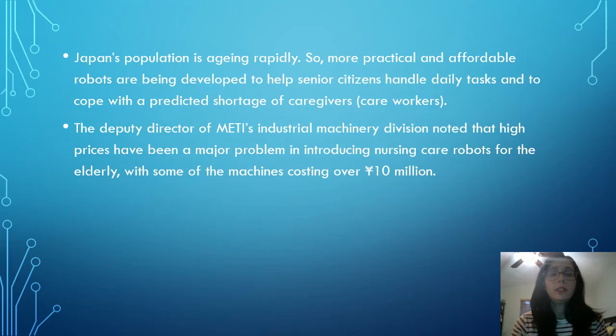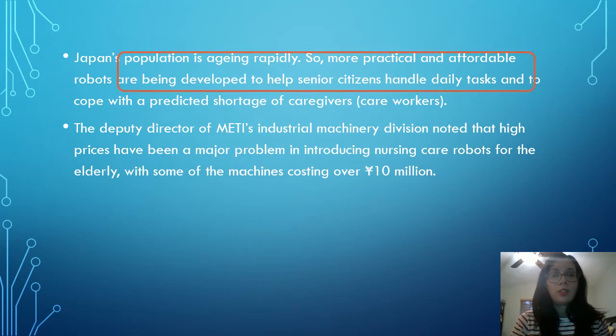Let's look at one that's a little different. This is also about technology. This is about robots as caregivers, especially for the elderly. And the main claim is that in Japan, because the aging population is increasing so fast, they're going to need practical and affordable robots to help senior citizens. That's the main claim.